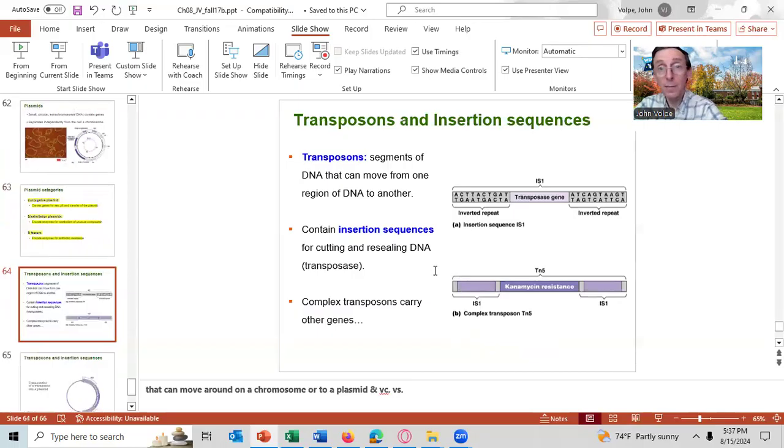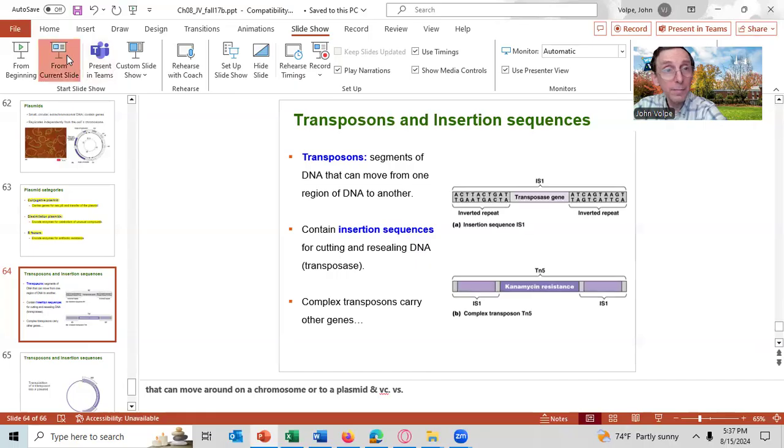All right, let's talk a little bit about transposons. A transposon is a gene that literally jumps from one position in the DNA to another position in the DNA. And like when we're talking about human chromosomes, it could jump from one chromosome to another chromosome. This is called a transposon, a segment of DNA that can move from one region of DNA to another.